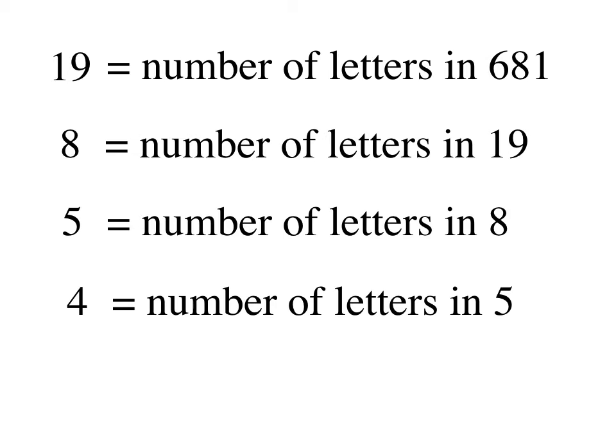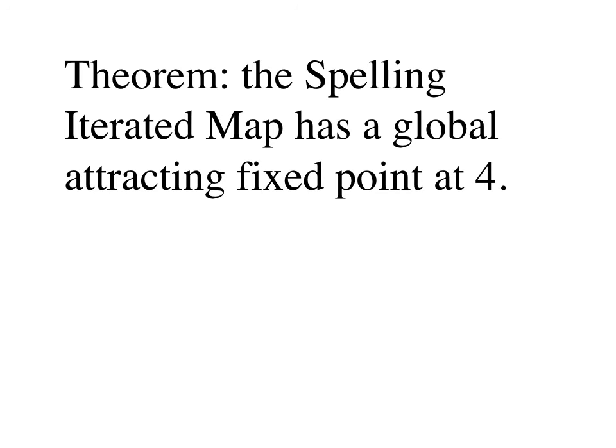But strangely enough, it works every time. Eventually it always lands on 4, though it might take multiple iterations. So we have a theorem which says this formally. The theorem says the spelling iterated map is a global attracting fixed point at 4. This means that no matter where we start, if we iterate for a while, we will always land on 4 and stay there. How do we prove this?